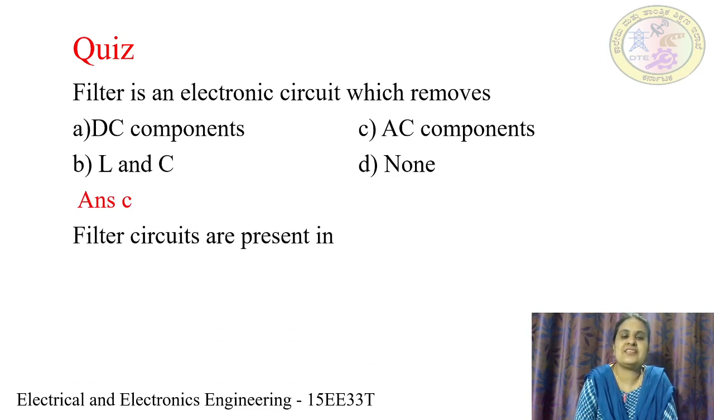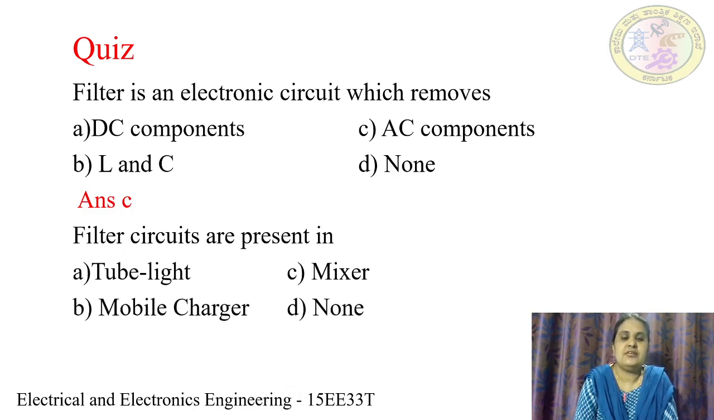Filter circuits are present in: tube light, mobile charger, mixer grinder, none of these. If you quickly recall the construction of the Zener diode part that we have studied, then you will have an idea where filter circuits are used. The work of the filter circuit is to provide a constant DC. So for a mobile charger, the output is a DC which will charge our mobiles. So usually, the filter circuits may be present in the mobile charger. So the answer is B.